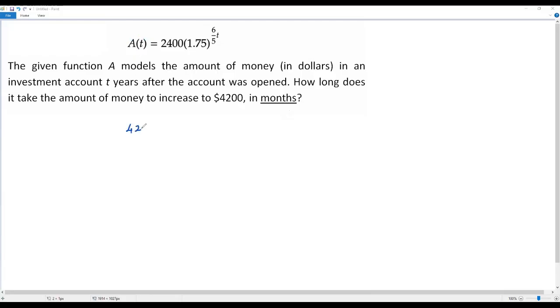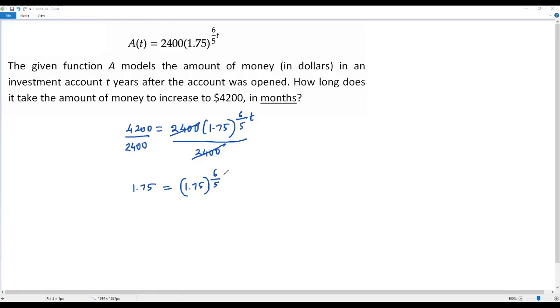Then I'm getting 4200 equals 2400 times 1.75 raised to the power of 6 over 5 times t. Now in this equation, we have to solve for t, and when I get the value of t, it will be in years. Now let me divide both sides of this equation by 2400. When I do so, this 2400 will cancel out. When I divide 4200 by 2400, I am getting 1.75. On the right side, we have 1.75 to the power of 6 over 5 times t.